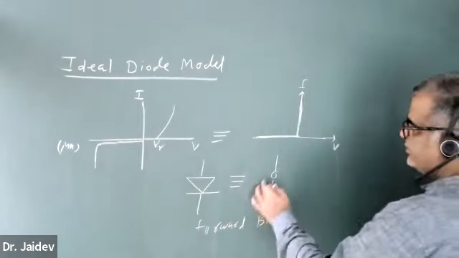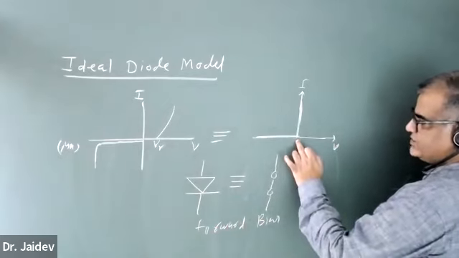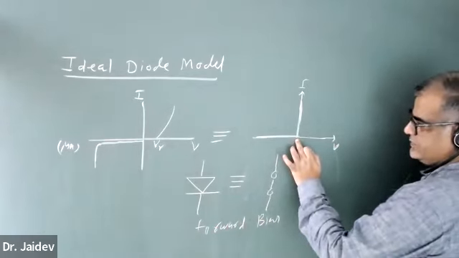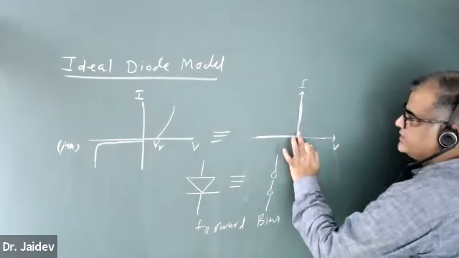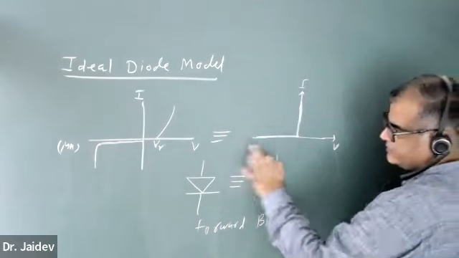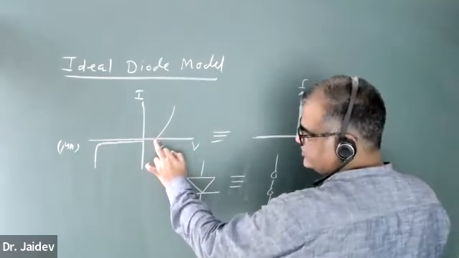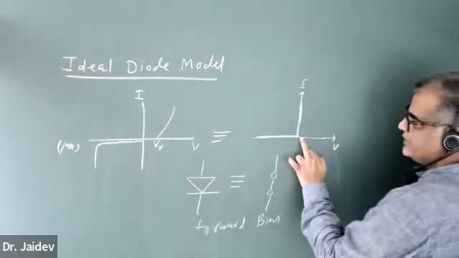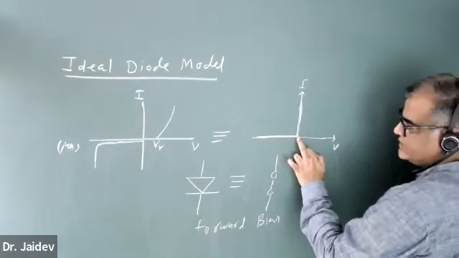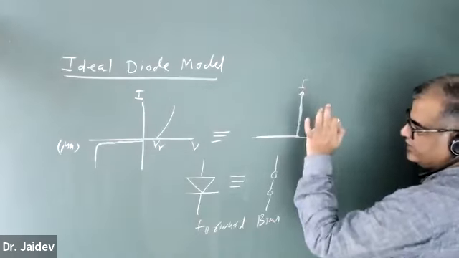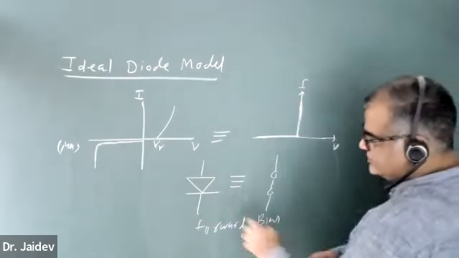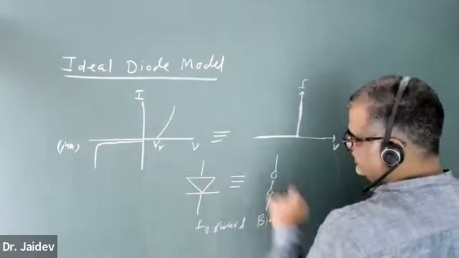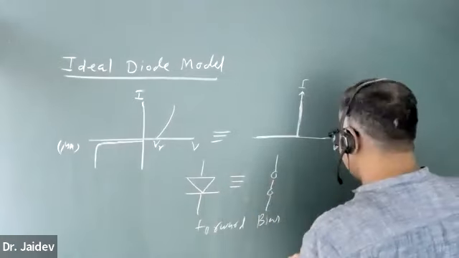It will be replaced by a short circuit, because you can see here when the diode is forward biased, if you apply some positive pressure, what will happen? There is current flowing without any drop. In reality there is a cutoff voltage drop, but in the ideal situation I am assuming there is no cutoff. As soon as you apply some voltage, current starts flowing through the diode, and the voltage drop across the diode is zero. So you can replace the diode by a short circuit.